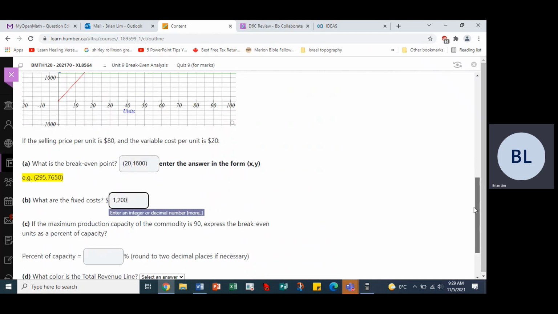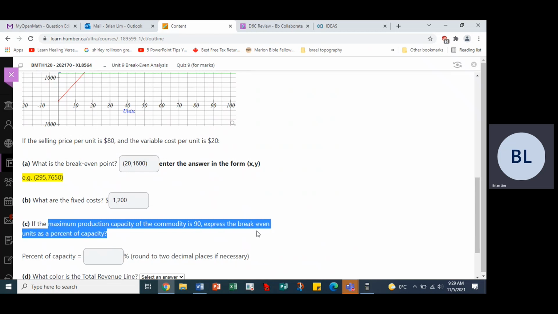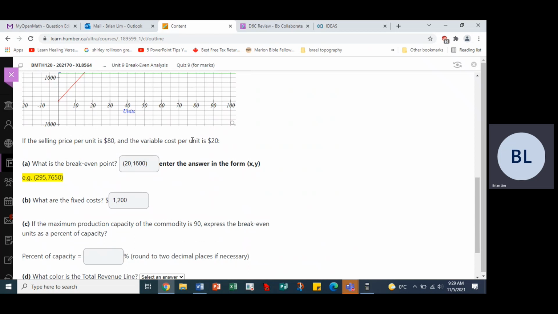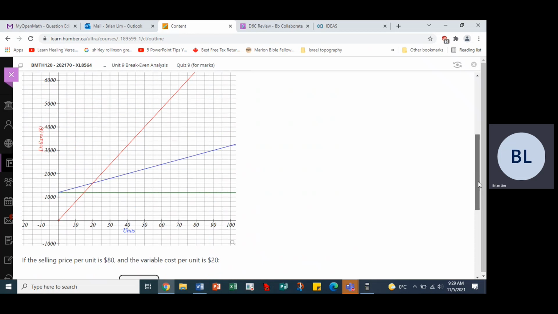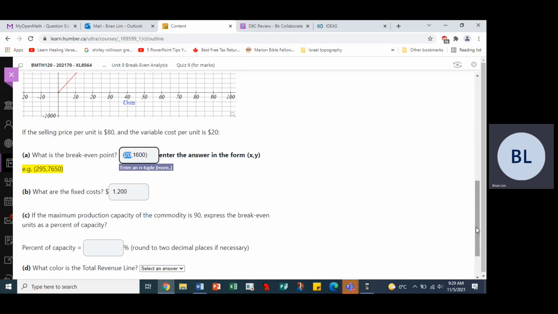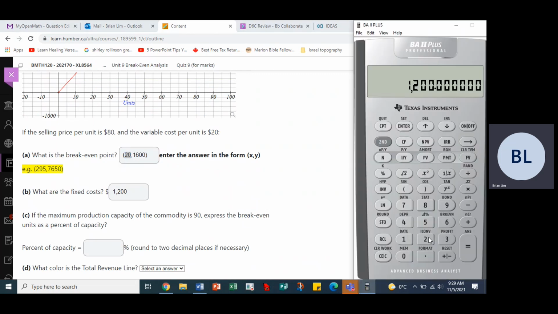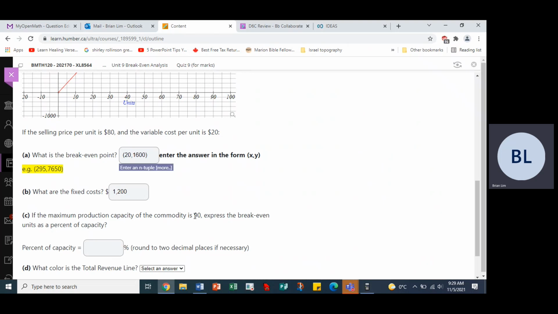All right, if the maximum production capacity of the commodity is 90, express the break-even units as a percent of capacity. So the break-even units is what? It is this number right here, this 20 right here, or if you go back up on the graph, you see there's the 20 right there, where those two lines cross, the blue and the red, or the total cost and the total revenue. So as a percent of capacity, we take the break-even number of 20, we divide by the total capacity, production capacity of 90.